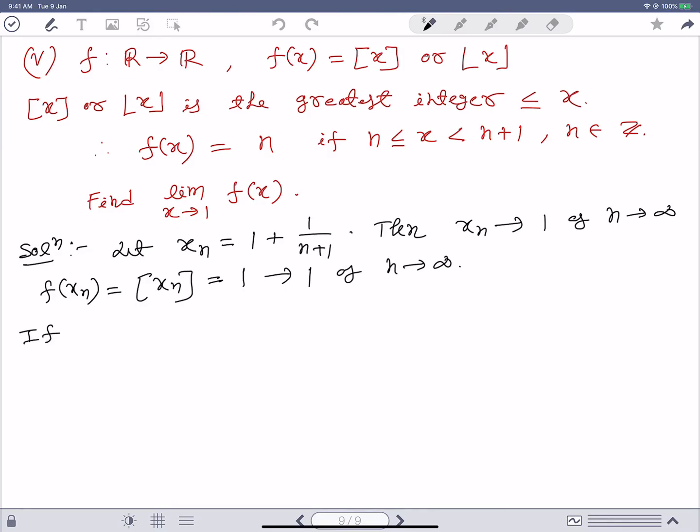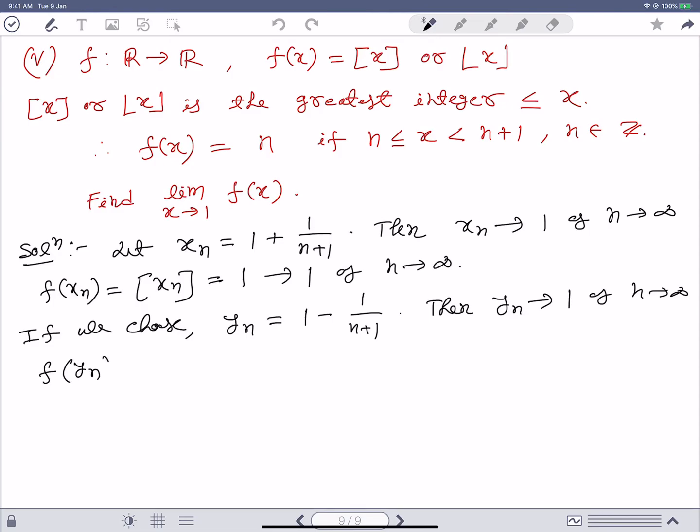Now if we choose yn = 1 − 1/(n+1), then again yn converges to 1 as n tending to infinity. But what will be my f(yn)? Now f(yn) is the floor of yn, the greatest integer less than or equal to yn, and you can check that it will be 0, because yn is always bigger than or equal to 0 but strictly less than 1. Since this is a constant sequence, it converges to 0 as n tending to infinity.